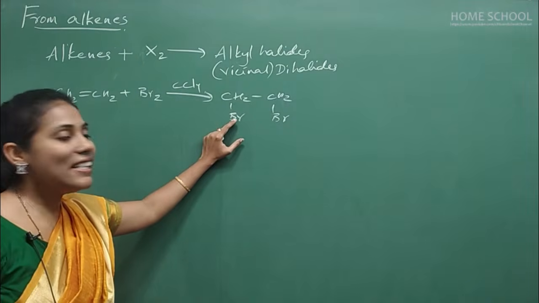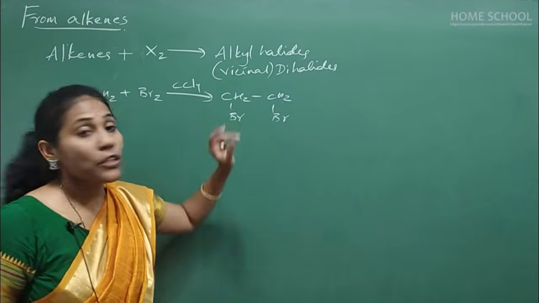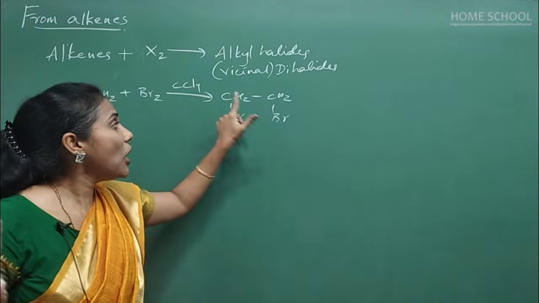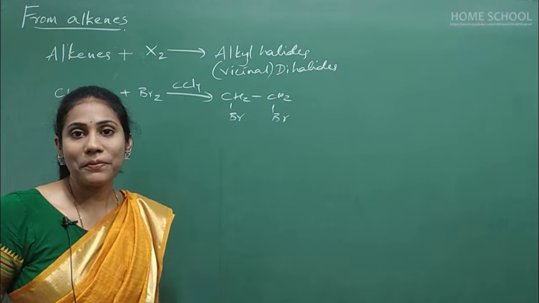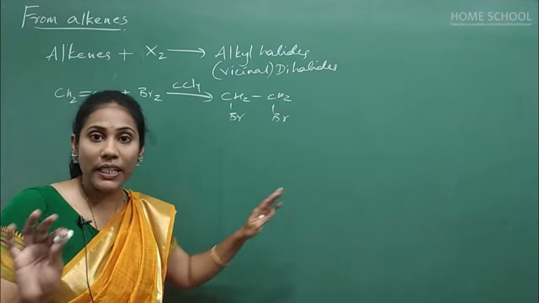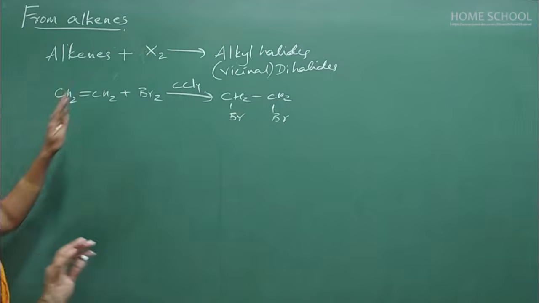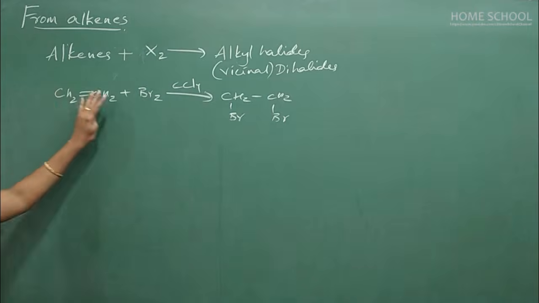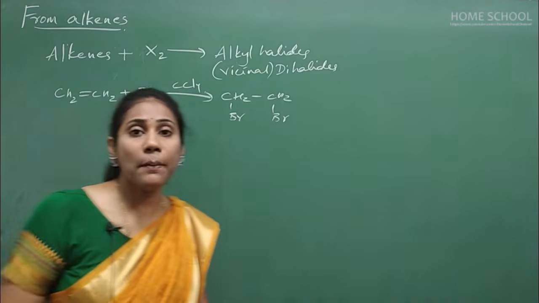Is it not the vicinal dihalide? So what do you mean by vicinal dihalide? Two halogen atoms are present in a molecule on adjacent carbon atoms, side by side. This way you can prepare vicinal dihalides when you add halogen atoms to the carbon atoms across a double bond.